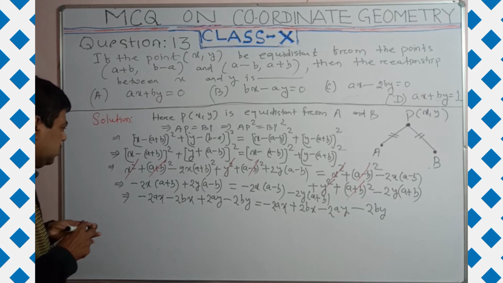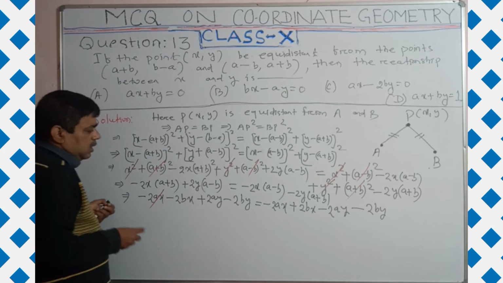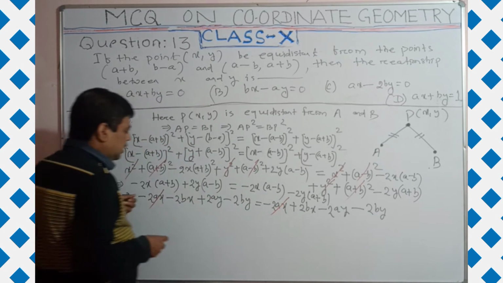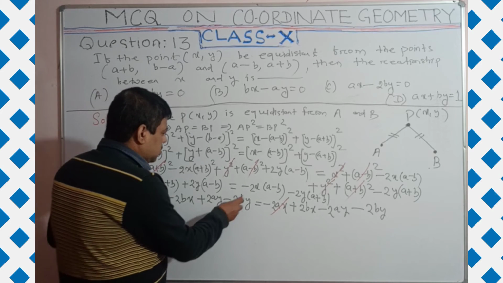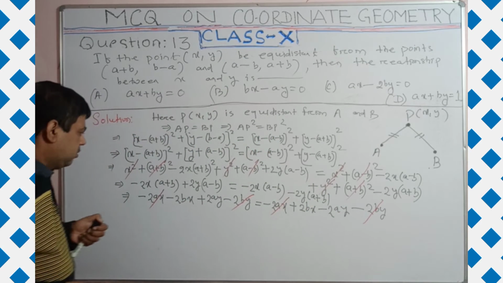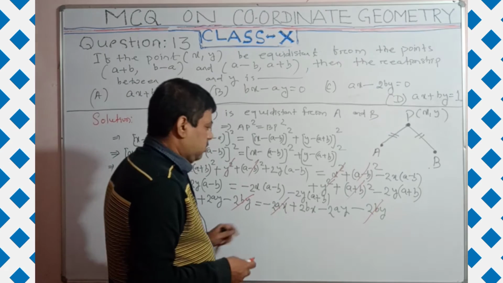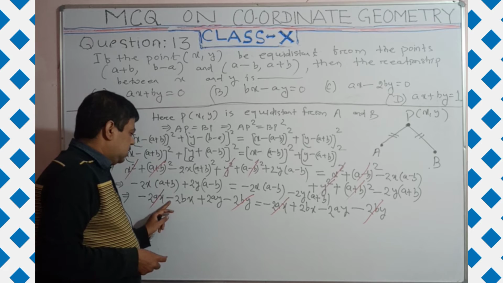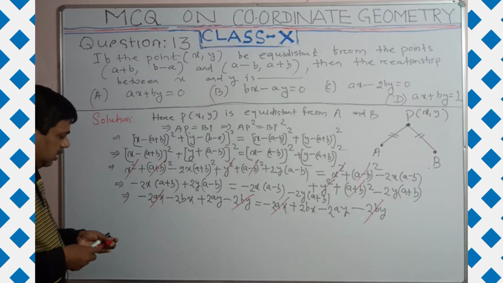Okay, understand? And another interesting thing, you see the minus 2ax in the left hand side and minus 2ax in the right hand side we can cancel. Okay, again minus 2by in the left hand side and minus 2by in the right hand side we can cancel. You see here minus 2bx, here is plus 2bx, we cannot cancel. Why? Because here is minus sign, here is plus sign, opposite signs. Okay, so we cannot cancel.